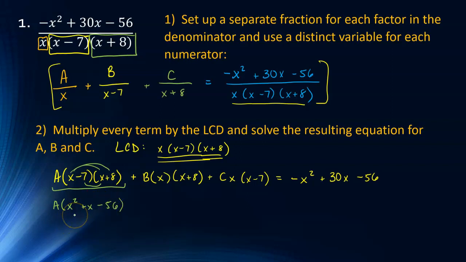I'm just going to go ahead and do the next step. I'm going to distribute a through, in which case we get ax squared plus ax minus 56a.